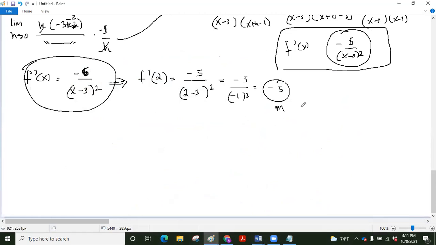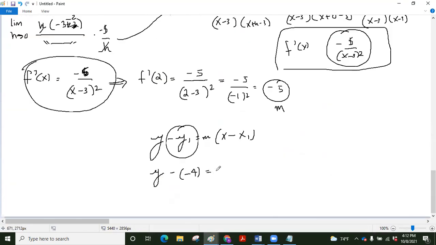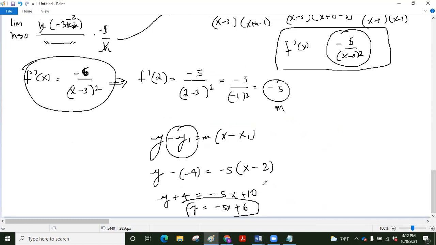And what you essentially want to do now is use your m value in the point slope formula, which is y minus y1 equals m, and then x minus x1. So y minus our y value, which is negative 4. So y minus minus 4 equals m, which is negative 5, x minus our x value, which is 2. That's y plus 4 equals negative 5x plus 10, which is y equals negative 5x plus 6. That's the equation of our tangent line.